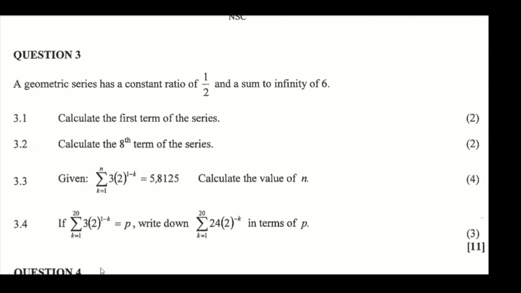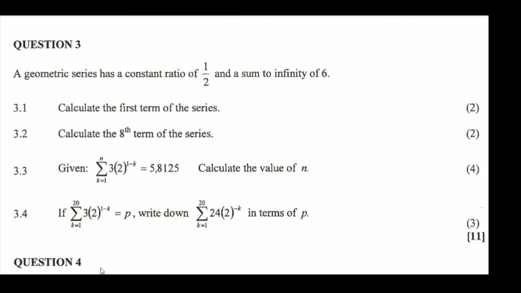So this is question 3, right? We are given a geometric series has a constant ratio of 1/2 and a sum to infinity of 6. In 3.1, we are asked to calculate the first term of the series.